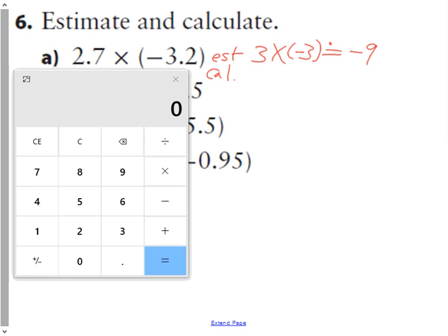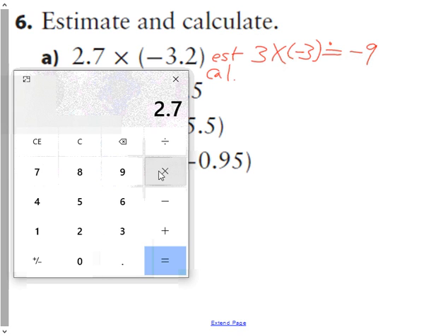So 2.7 multiplied by 3.2 equals 8.64 as the product, and since we're multiplying a positive by a negative, we know the calculation is going to be a negative 8.64.